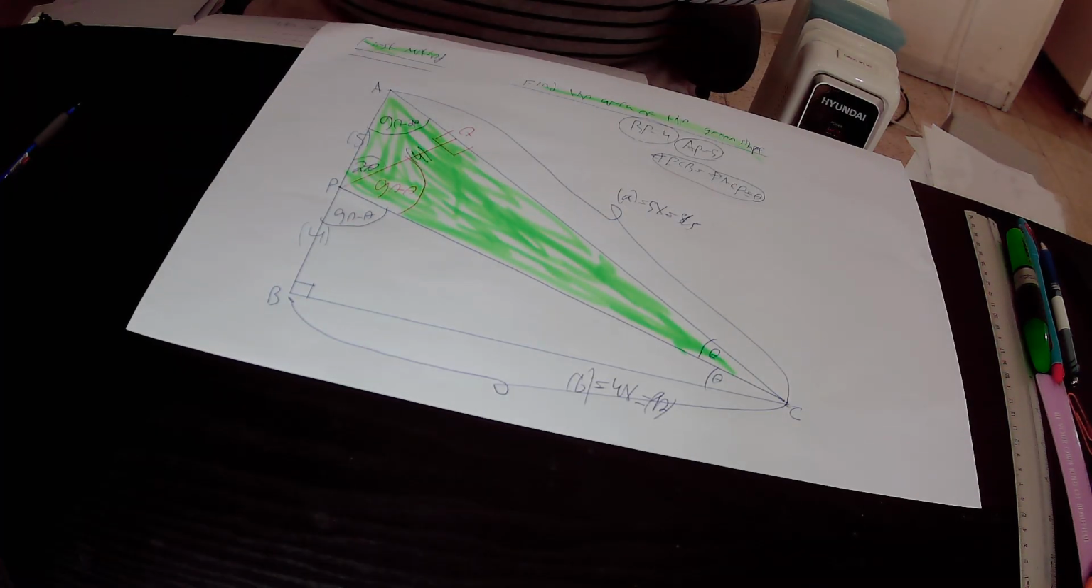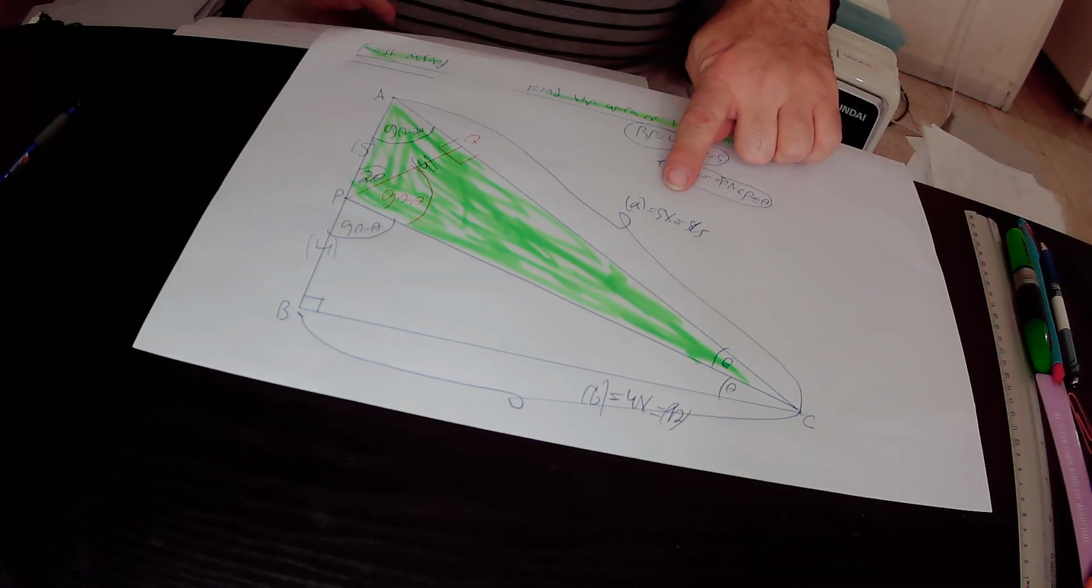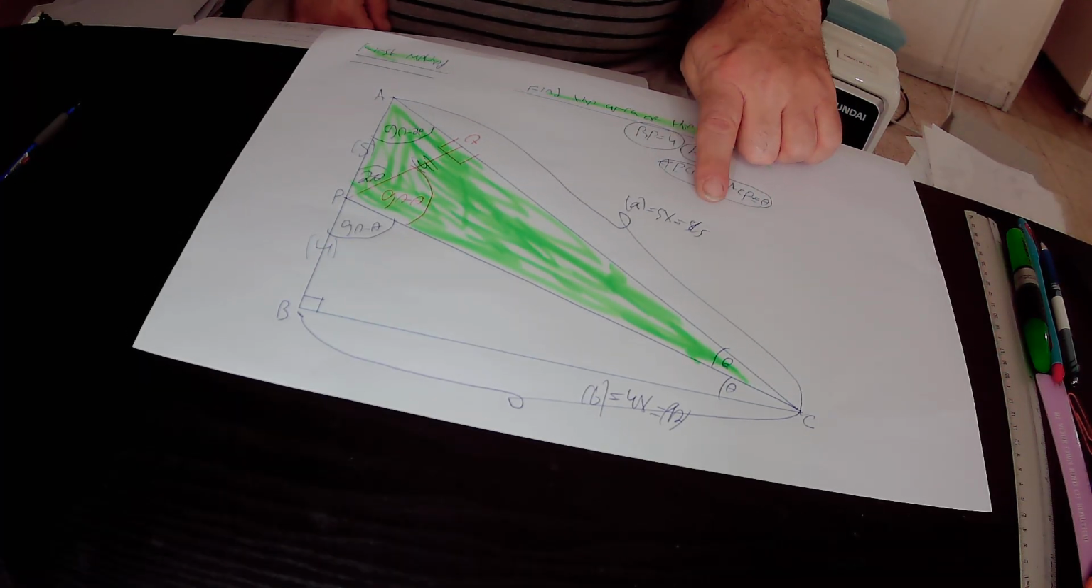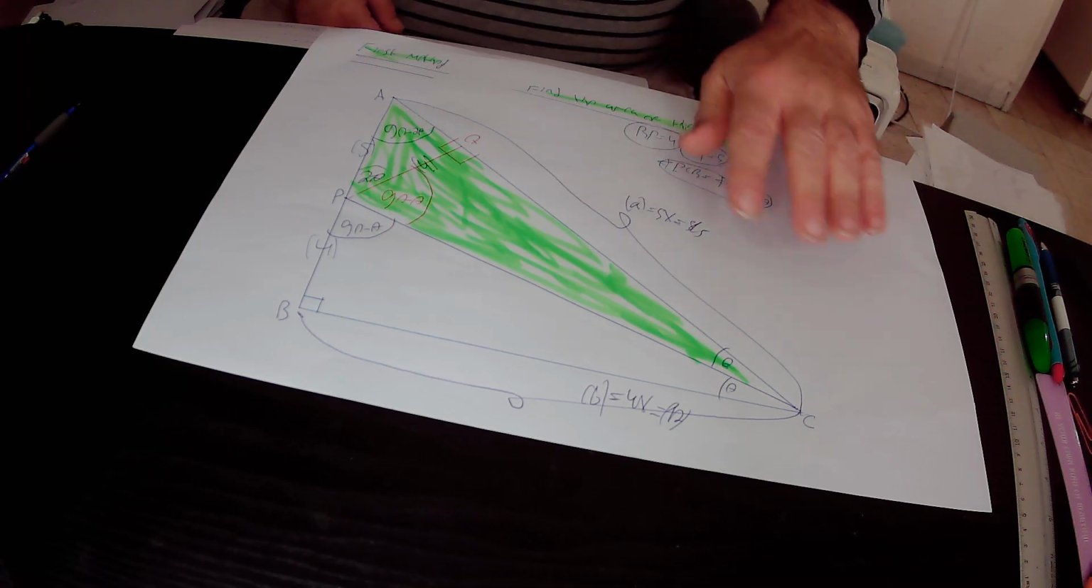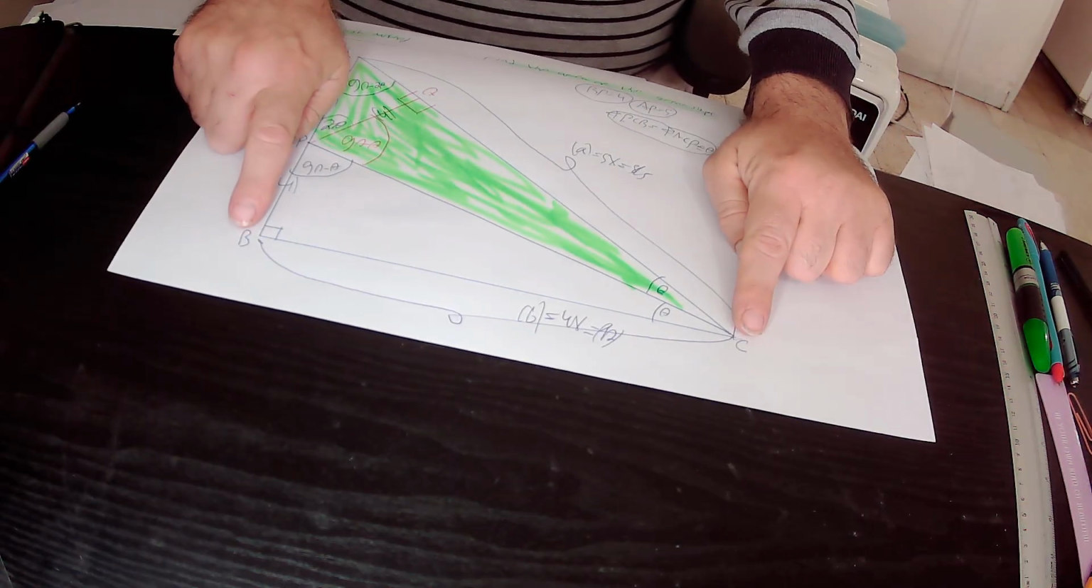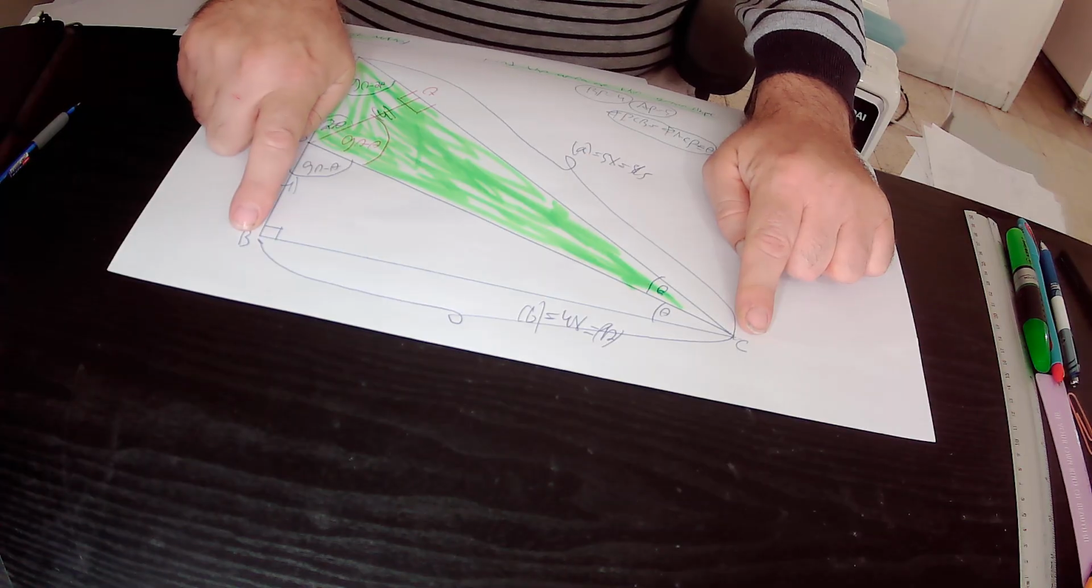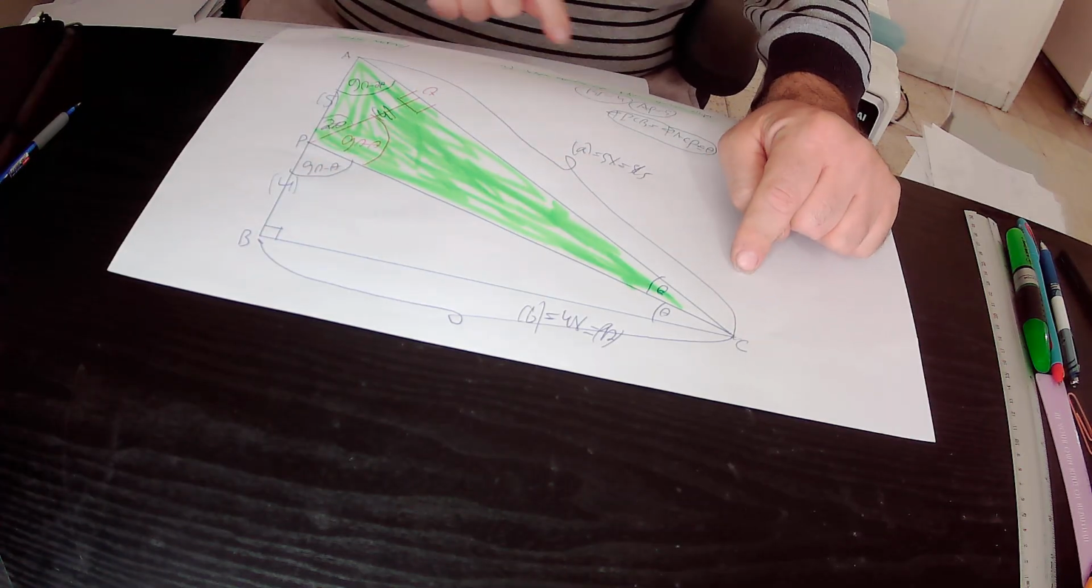This is to say, AC equals a equals 5x. 5x is 5 times 3, that is 15. So AC equals 15. Likewise, BC equals b, and b equals 4x. 4x is 4 times 3, that is 12. So in total, BC equals 12, and AC equals 15.